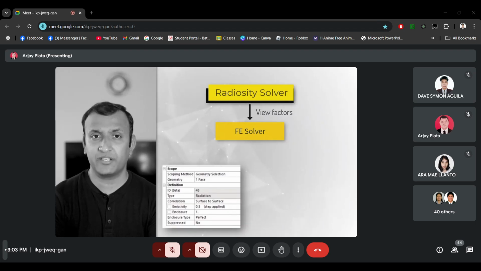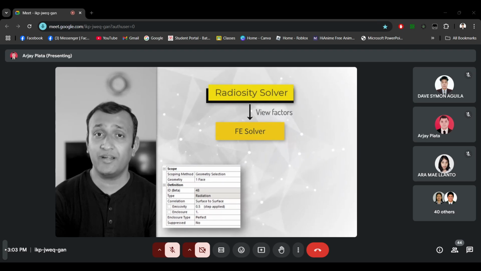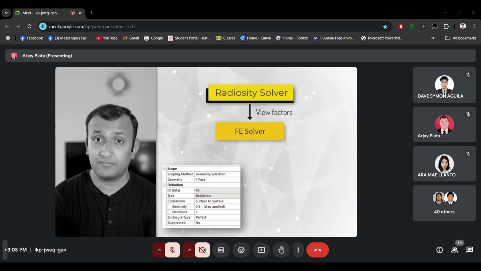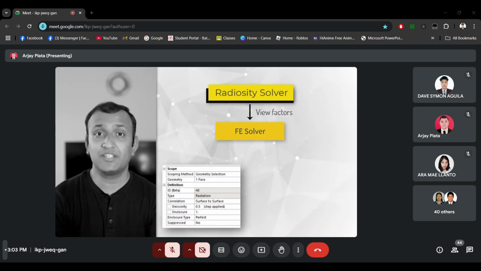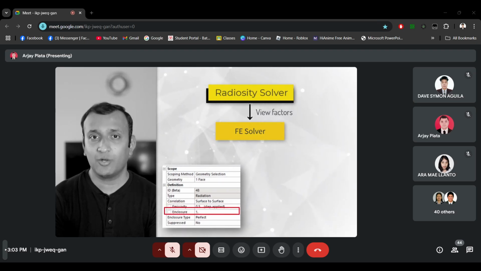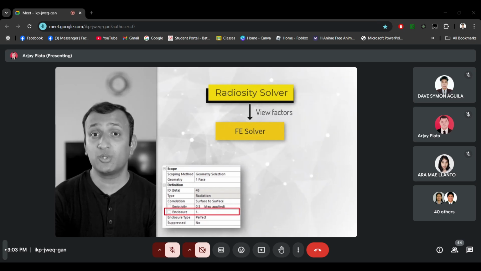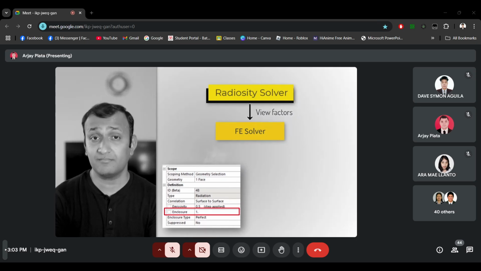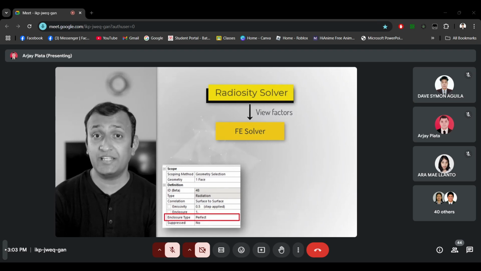A radiation object is created for each surface that participates in radiation. The user should create only one radiation object for each surface. As part of this object, the user needs to define three quantities: the emissivity, the enclosure number, which is used to identify a set of surfaces that may radiate to each other, or in other words, form an enclosure, and enclosure type, which can either be perfect or open.